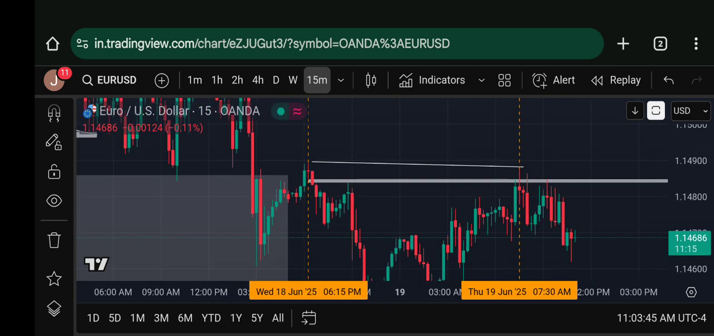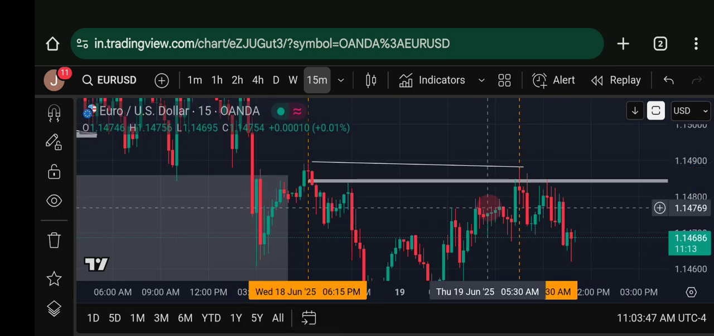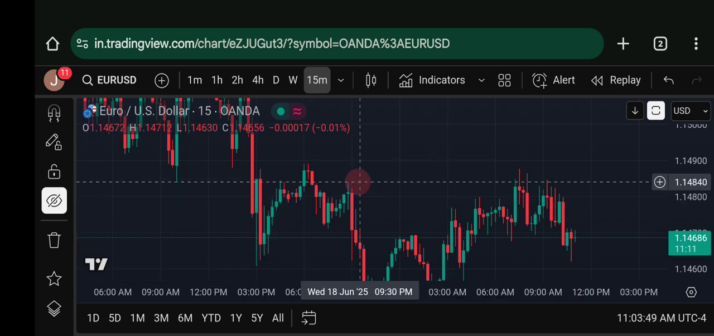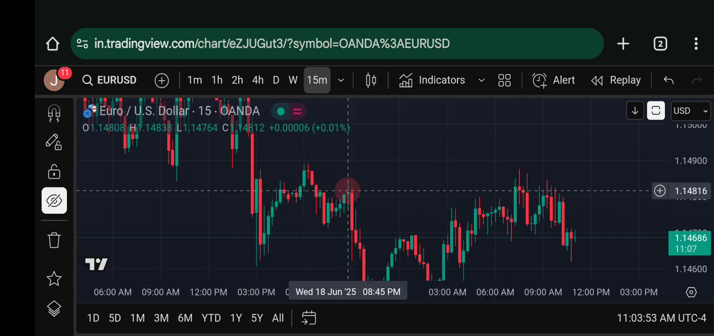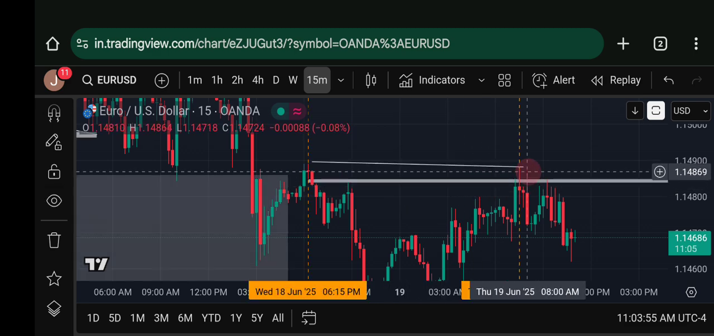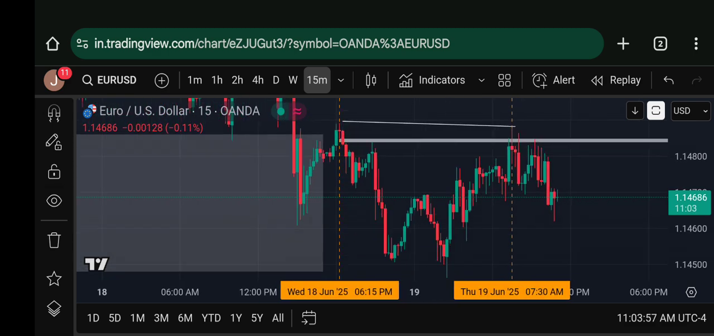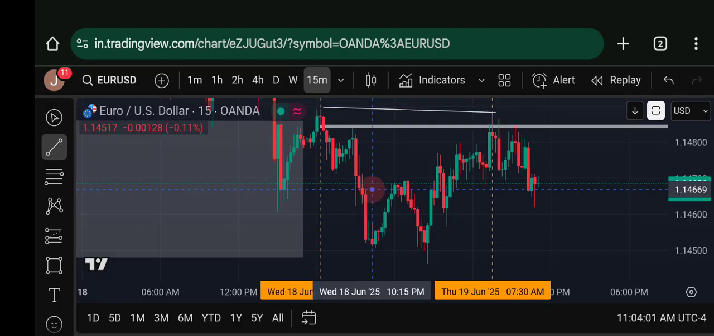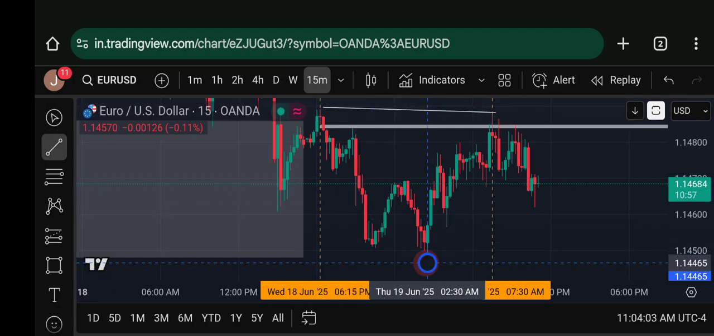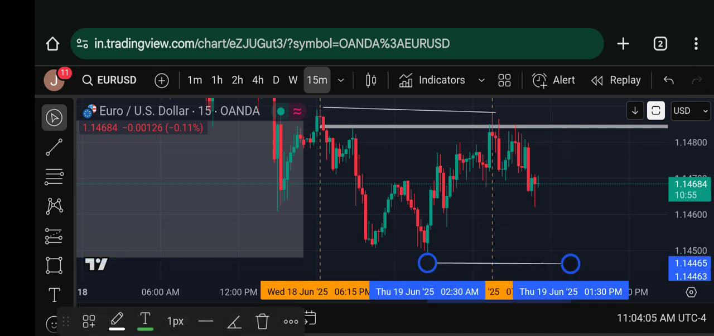Whereas price respected this bearish fair value gap here on the 15-minute time frame. We can see that there is a fair value gap in between this and this candle, which price respected perfectly. And if price respects this bearish fair value gap, where will it go? It will definitely move to this sell side liquidity here.